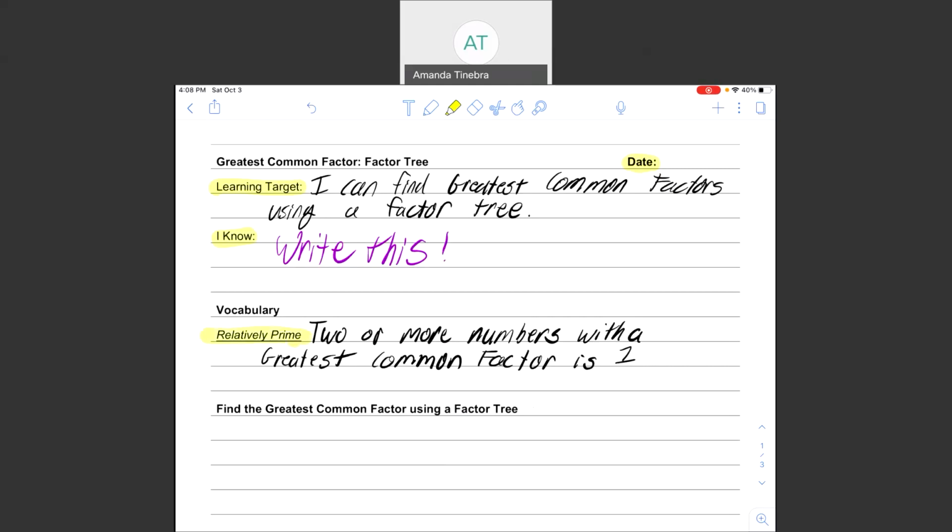And we have one vocabulary word. Our vocabulary word is relatively prime. Relatively prime is two or more numbers with a greatest common factor of 1. So please write that down. Pause the video here if you need to get caught up on all that. And then when you're ready, you can continue.